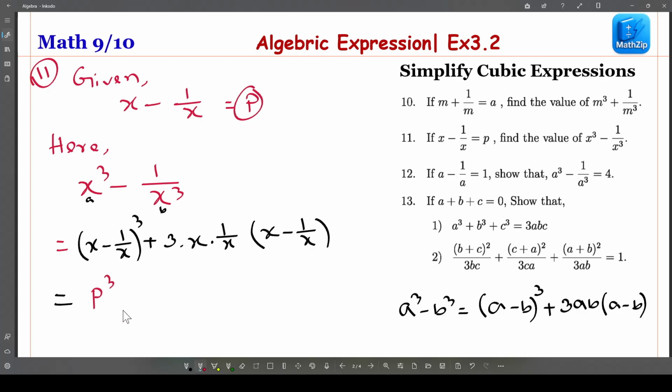So p cube plus, x and 1 by x cancel out. So here is 3 times x minus 1 by x, which means what? P. So p cube plus 3p is our answer.